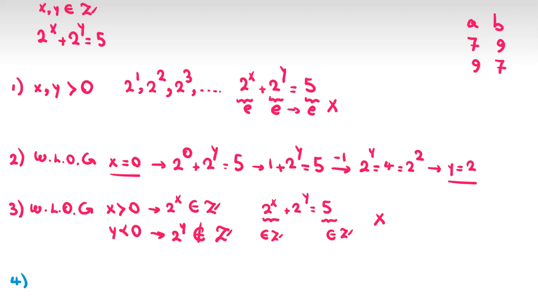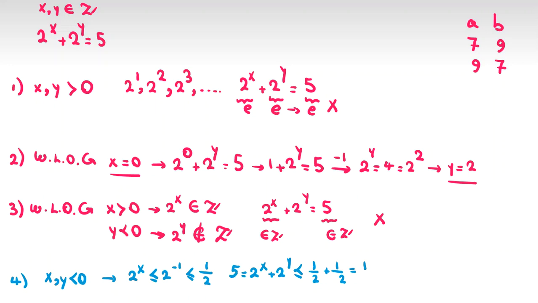Let's consider the fourth case, when x and y are both negative numbers. So 2 to the x will be at most 2 to the negative 1, at most 1 half. And similarly for 2 to the y. 2 to the x plus 2 to the y is less than or equal to 1 half plus 1 half, which equals 1. But we know 2 to the x plus 2 to the y equals 5. So again, impossible. So our only answers are 7, 9, and 9, 7.